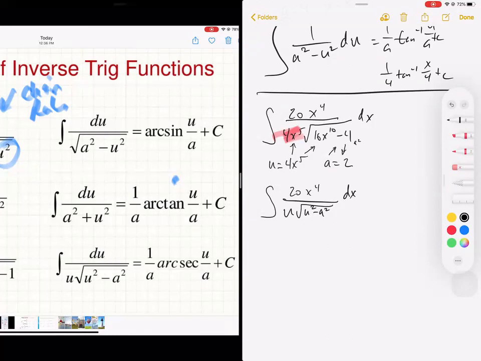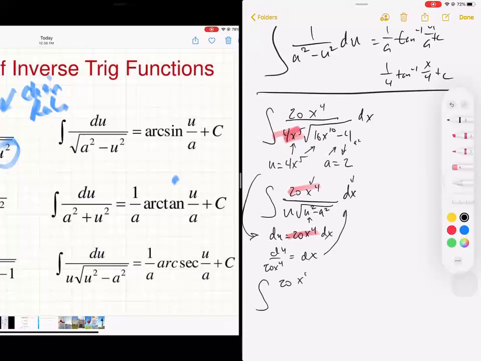So here's our problem. I have an x and x. How do we end up swapping dx for a u? Take the derivative. Du is equal to 20x to the 4th. Guess what? We needed that. Let's rewrite it. Dx is equal to du over 20x to the 4th. We're going to plug that in. Integral of 20x to the 4th over u square root of u squared minus a squared. And dx is now written as du over 20x to the 4th. We're going to copy it from this guy here.